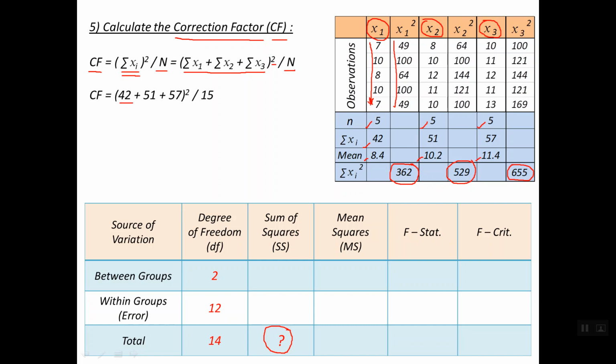For summation of x1, it's 42. We can get it from the table here. This is for x1, and this is for x2, and this is for x3. So 42 plus 51 plus 57, all squared, divided by capital N, which is equal to 15. So by simple calculation, we can get the value of the correction factor, and it is equal to 1500. Now it's ready to proceed further with the other calculation.